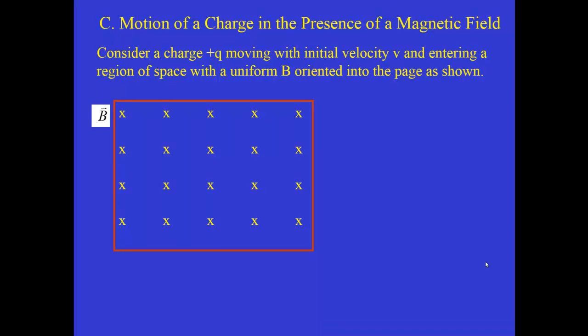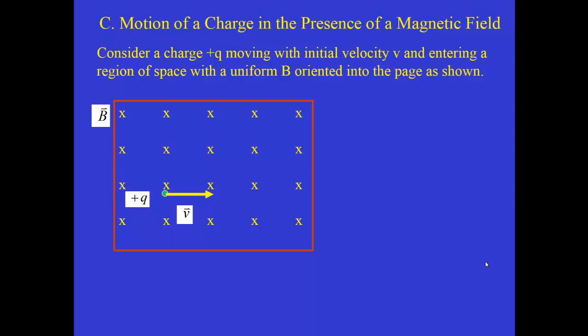Having talked about the force that a magnetic field produces on a moving charge, let's track its motion when it's moving in the vicinity of a uniform magnetic field. So if we've got a region in space where there's a magnetic field pointing into the board and it's uniform, which means it's got the same direction and magnitude everywhere, let's imagine that we have a positive charge plus q moving to the right with a velocity v.